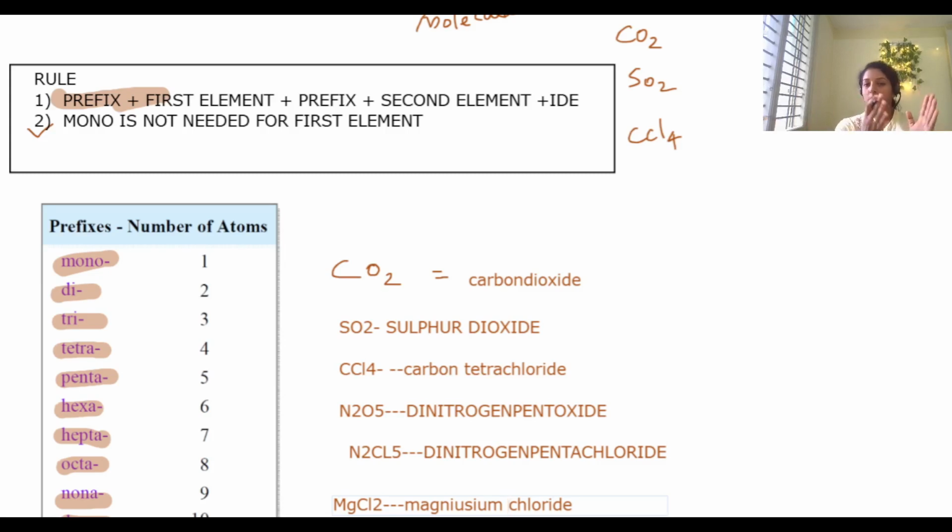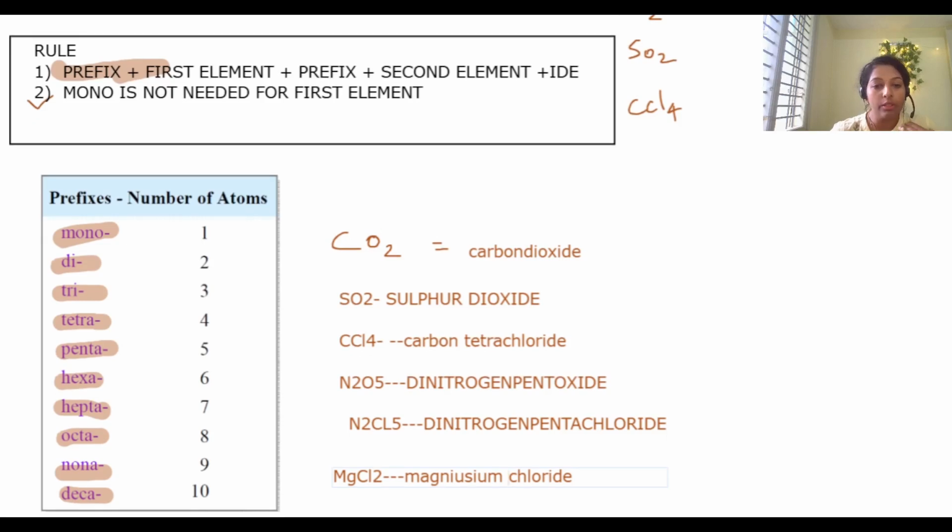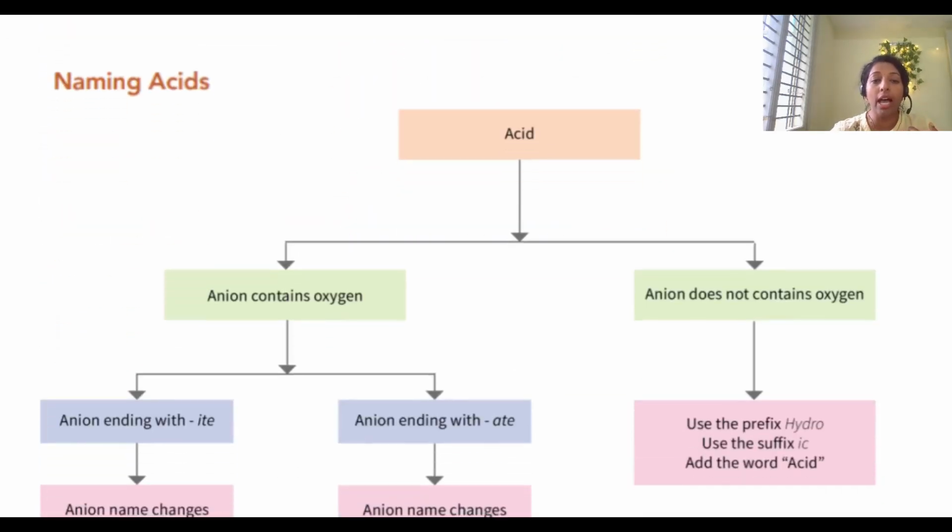Magnesium is a metal and Cl is a non-metal. That's why it's an ionic compound. So be careful about this kind of thing. That's all for ionic compound nomenclature. Then we can move on to the acids.